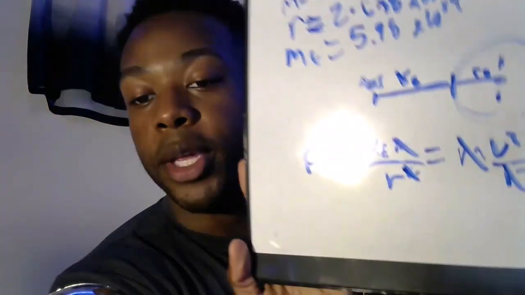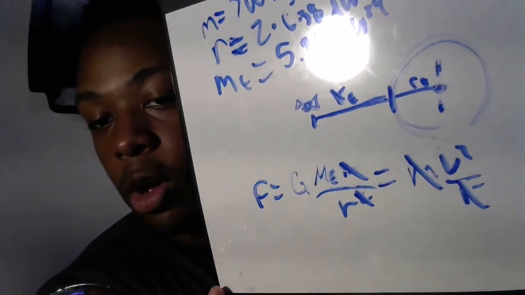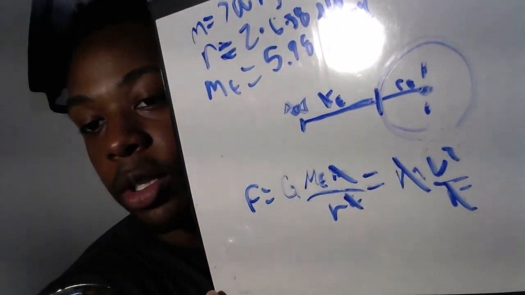So the little m's are going to cancel out. We've also got an R at the bottom of both sides, so we can take out one R from both sides. So we're left with big G times the mass of Earth over the radius equals the velocity squared.